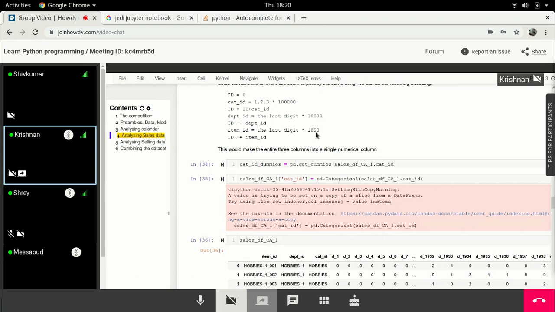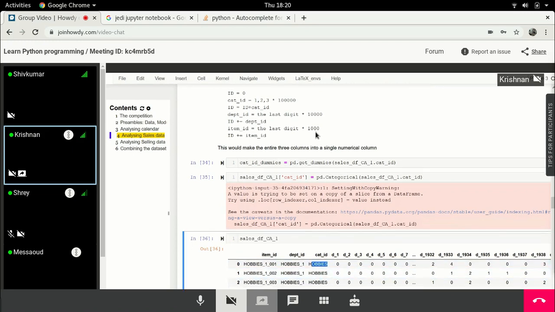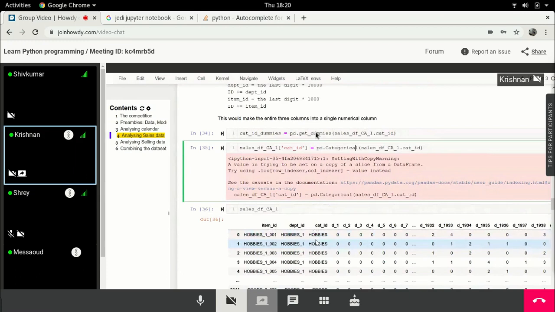So that's why. I don't think I applied it, but I will check that. I will just confirm that. I was just trying a few things. If you see the next one, I actually did a categorical change, because there are just 3 categories: hobbies, households, and foods. So instead of them being a string, I changed them to be a category.